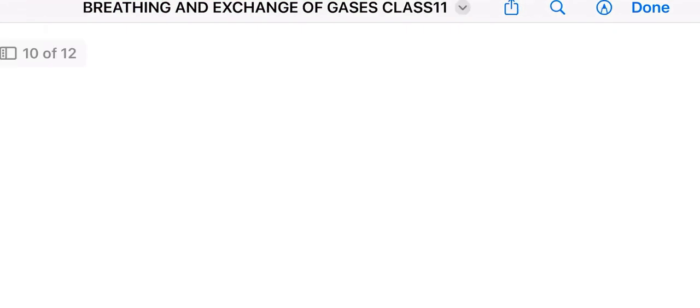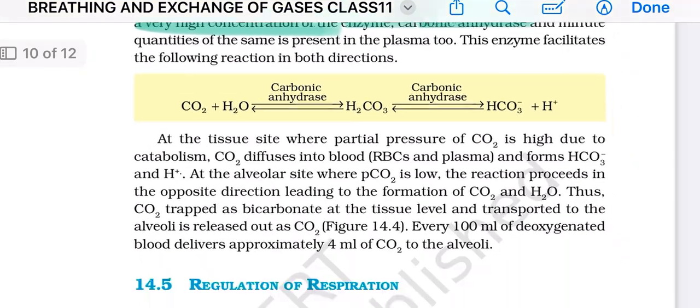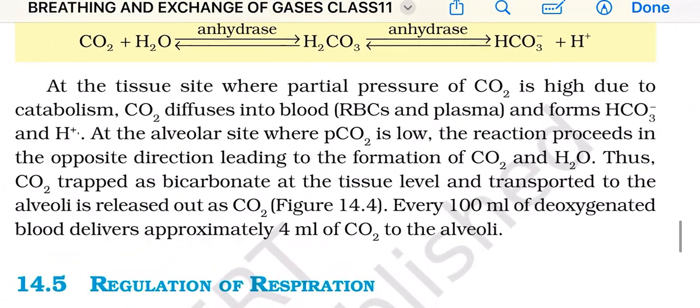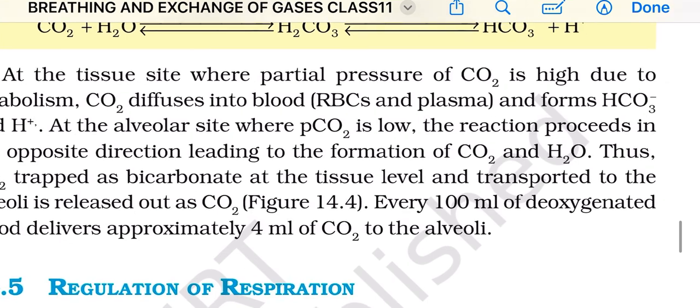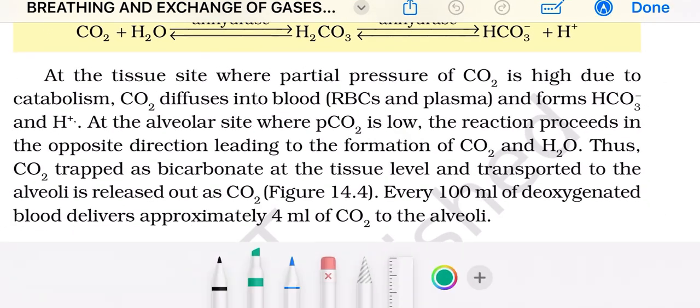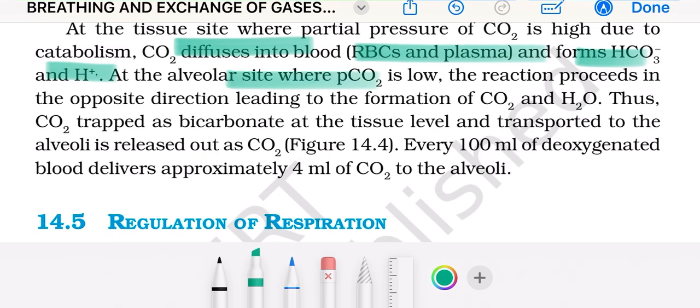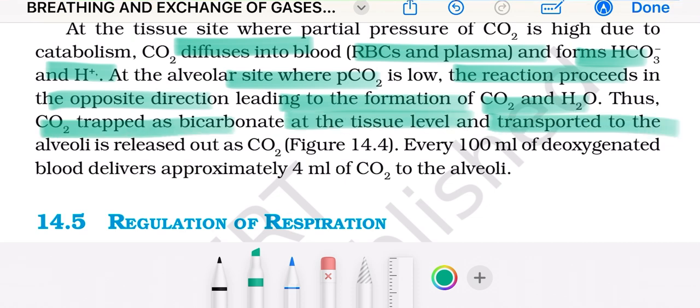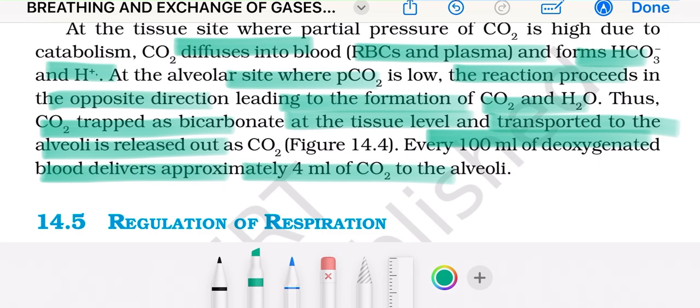At the tissue site, where partial pressure of CO2 is high due to catabolism, carbon dioxide diffuses into blood and forms bicarbonate and H+. At alveolar site where PCO2 is low, the reaction proceeds in the opposite direction, leading to the formation of carbon dioxide and water. Thus, carbon dioxide trapped as bicarbonate at tissue level and transported to the alveoli is released out as carbon dioxide. Every 100 ml of deoxygenated blood delivers approximately 4 ml of carbon dioxide to the alveoli.